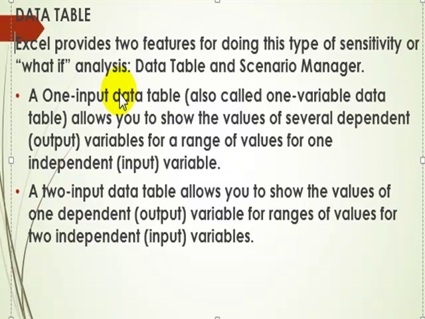Nevertheless, the data table has its weaknesses. Because of the weakness of the data table, we now make use of the scenario manager. Nevertheless, the scenario manager also has its limitations. That is why we make use of the Visual Basic model, the programming model, in performing this type of financial analysis. But at this point, we are looking at the one input data table, otherwise known as the one variable data table, and the two input data table, otherwise known as the two variable data table. They help us to perform the sensitivity analysis, or what-if analysis, in financial modeling.